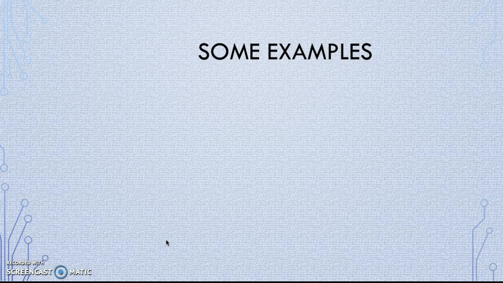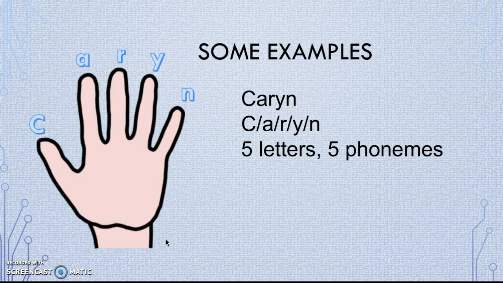Let's try some examples. It helps if you use your hand and put up a finger for each phoneme that you can hear. So my name is Karen, spelt C-A-R-Y-N. If you sound out my name, each letter in my name actually makes one sound. I have 5 phonemes. K, A, R, I, N. The C is making a K sound, the A is making an at sound, the R is making a R sound, the Y is making a I sound in my name, and the N is making an N sound.